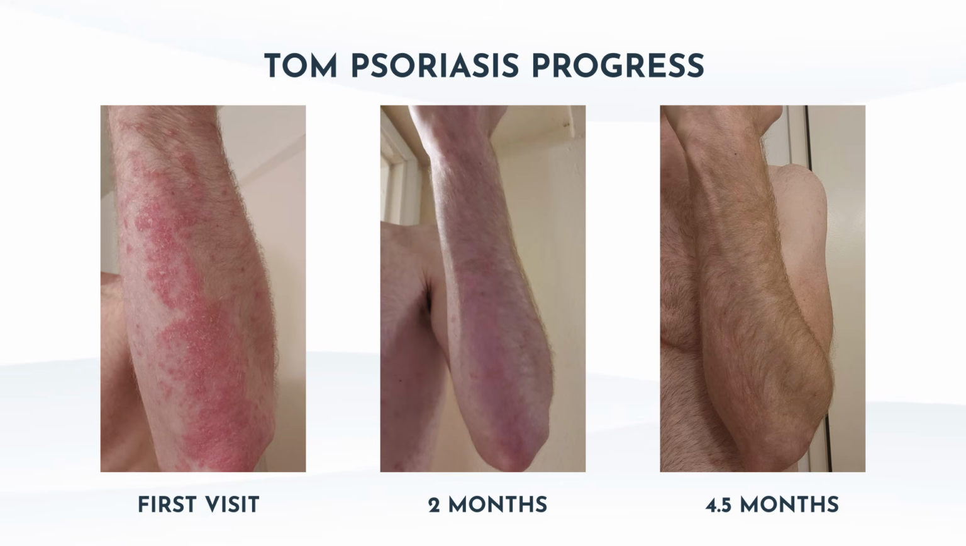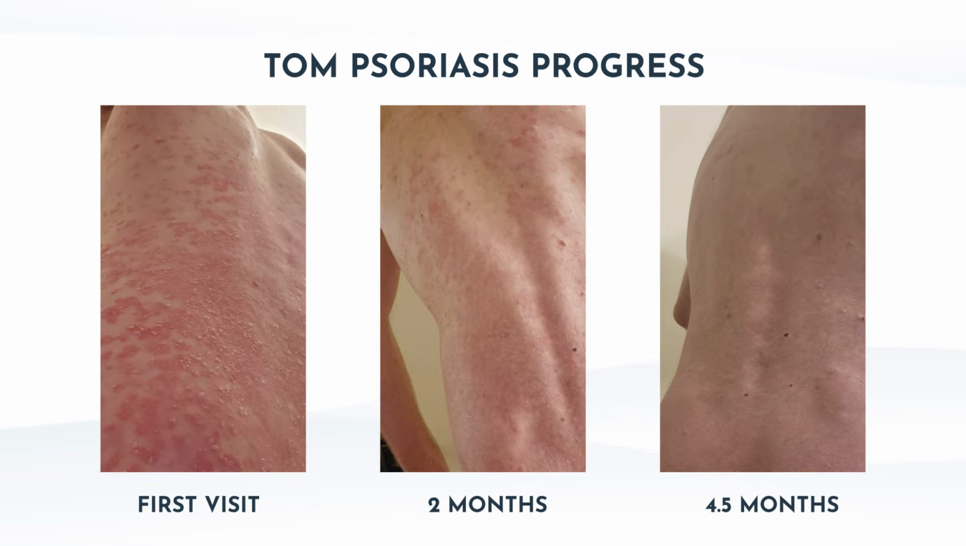This is the arm, the 2-month mark, and 2.5 months later. And we can see hair even growing back. And then the back. And this is more of a guttate presentation. At the 2-month mark, there's still a pretty good amount of psoriasis, but at that next visit, things are much, much calmer again.